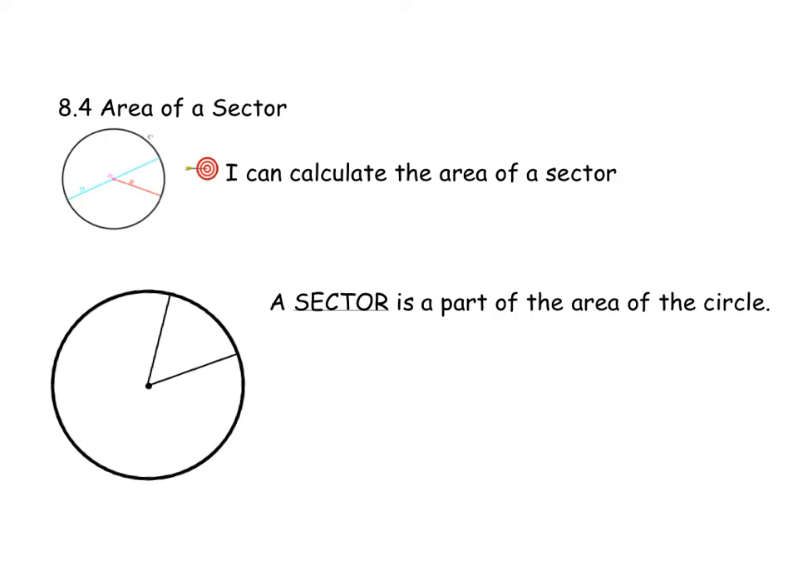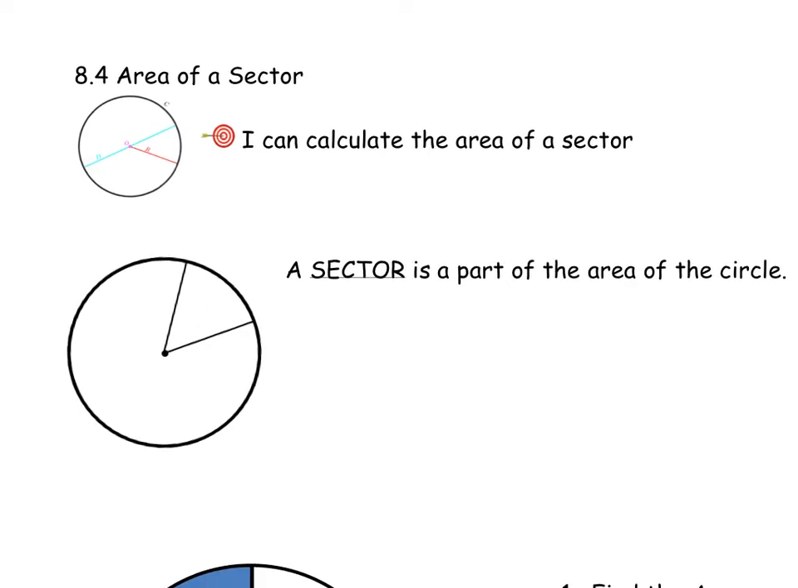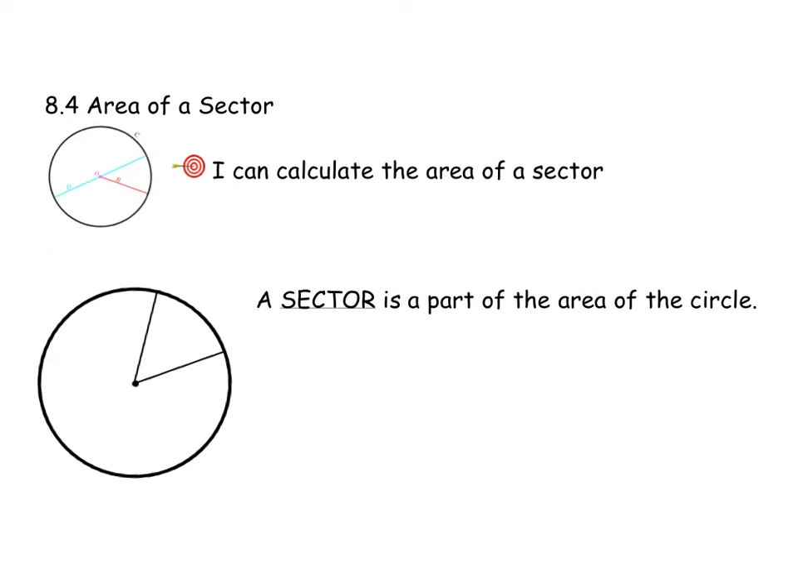Area of a sector is just part of the area of a circle. So you're going to want to remember that the area of a circle equals pi times the radius squared. We're going to use 3.14 for pi, and once we find the area of the whole circle, we're going to use that information and set up a proportion to find the area of just a part of the circle. Let's give it a try.